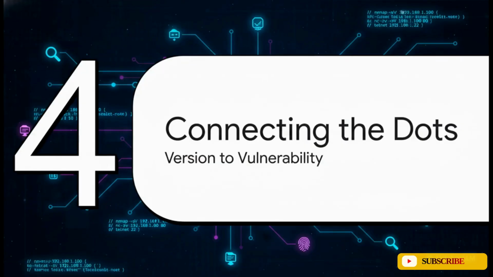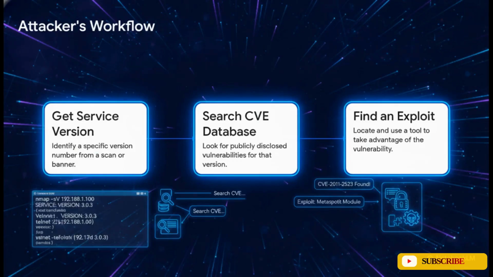So this is where all our detective work really starts to pay off. We have the version number. Now it's time to connect the dots and turn that little piece of information into a potential security risk. So here's the crucial workflow. An attacker identifies that version, right? Like vsFTPd 3.0.3. Then they go and research it. They search public vulnerability databases, like the CVE program, for that exact version. And what do they find? Very often, they discover a known public exploit that someone's already written. That version number is the key.